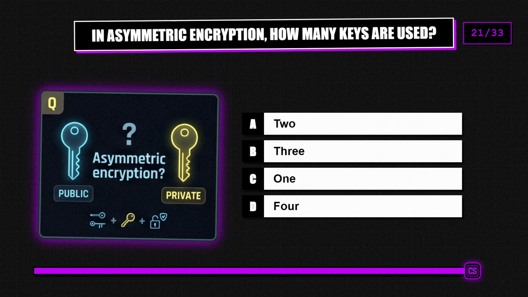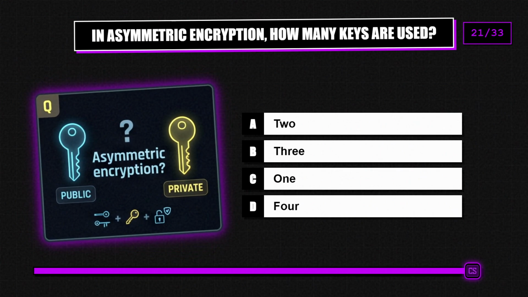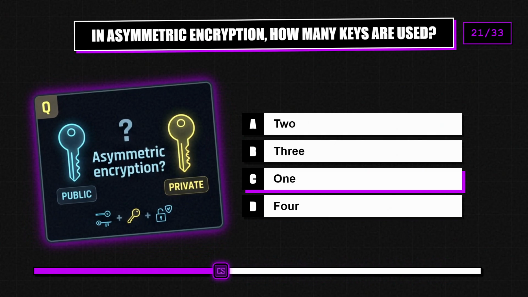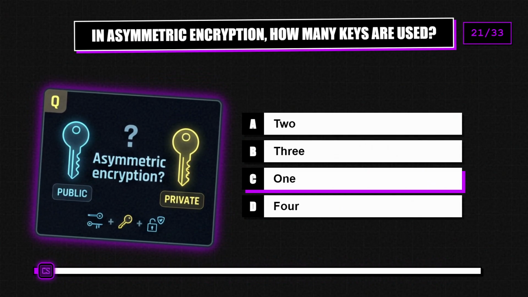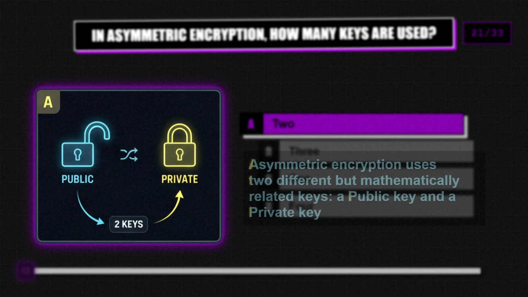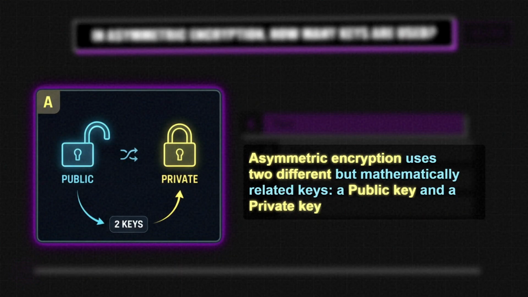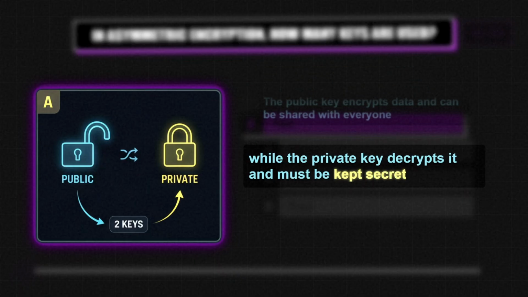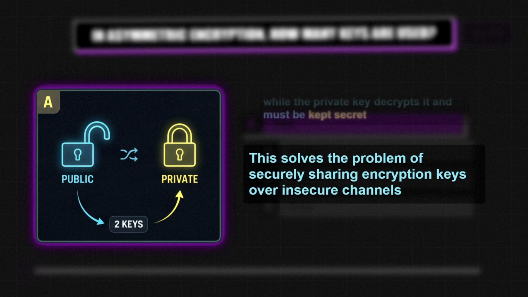In asymmetric encryption, how many keys are used? Asymmetric encryption uses two different but mathematically related keys, a public key and a private key. The public key encrypts data and can be shared with everyone, while the private key decrypts it and must be kept secret. This solves the problem of securely sharing encryption keys over insecure channels.